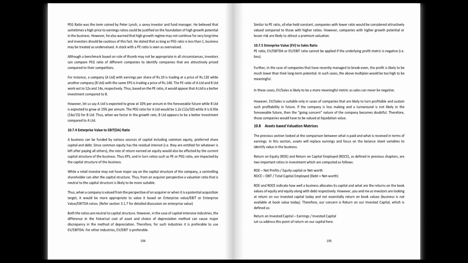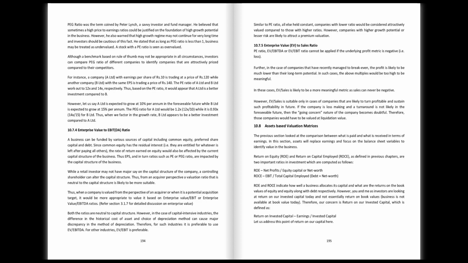For instance, a company, A Limited, with earnings per share of 10 rupees, is trading at a price of 120 rupees, while another company, B Limited, with the same EPS is trading at a price of 140 rupees. The PE ratios of A Limited and B Limited work out to 12x and 14x respectively.